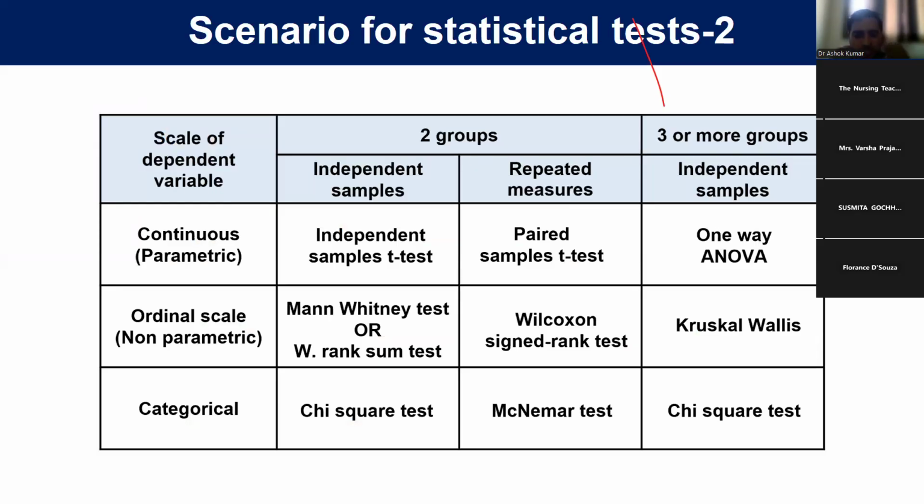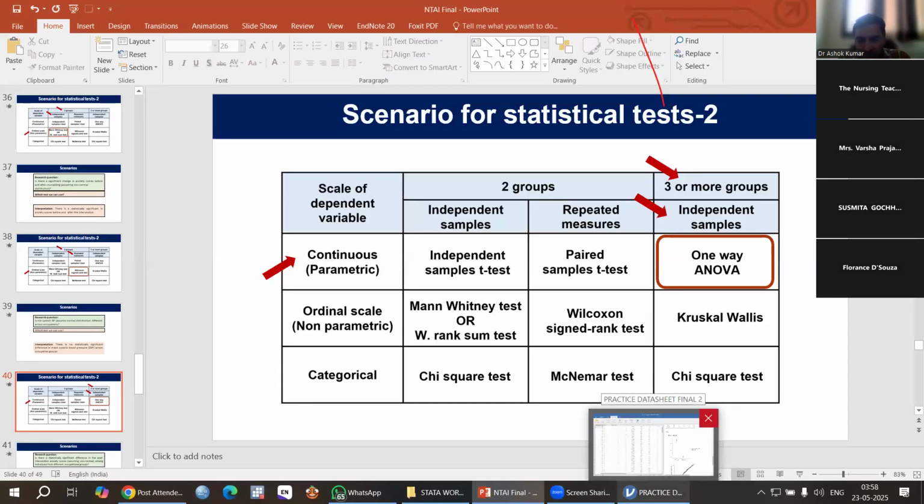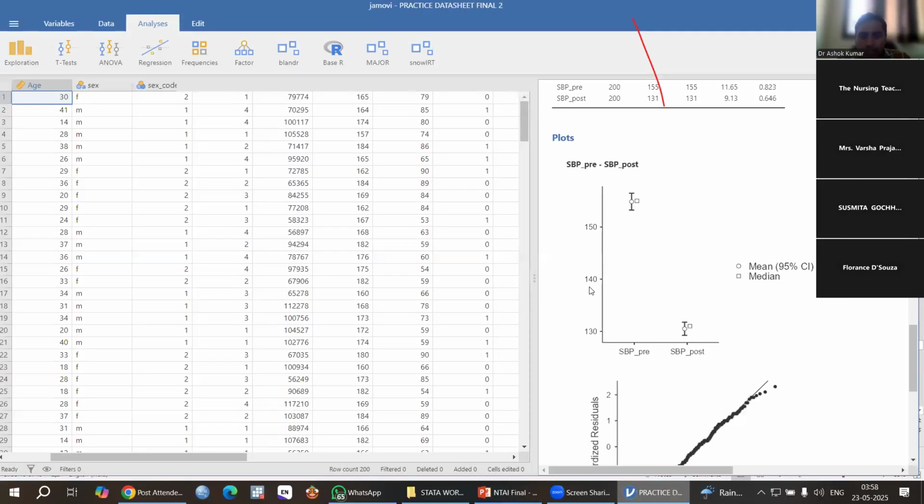It is the most popular slide. So our systolic BP is continuous, assuming it's normally distributed. So we can say our dependent variable is continuous or parametric or normally distributed. This is three or more groups. Occupation, four groups, say three or more groups. Then we can go for one way, and it is independent groups, independent samples. Okay, then we can go for one way ANOVA. So how to do one way ANOVA in Jamovi? Okay, I'll give you a demo. There is no problem.